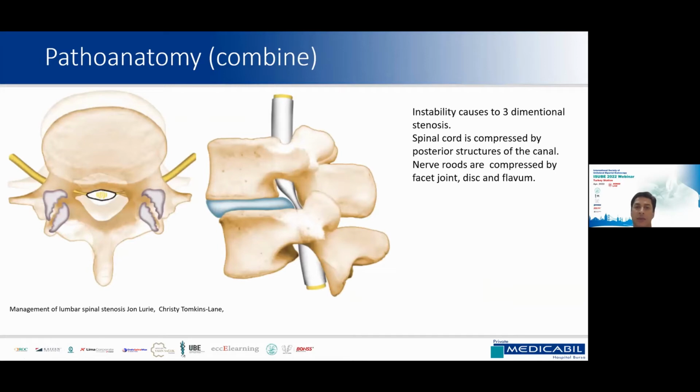And as I said before, instability can cause three-dimensional instability. The spinal cord is compressed by the posterior structure of the canal, and the nerve roots are compressed by the facet joint, disc, and ligamentum flavum.